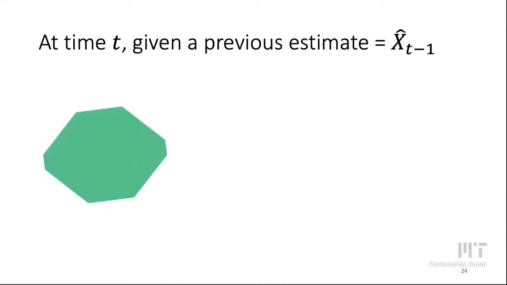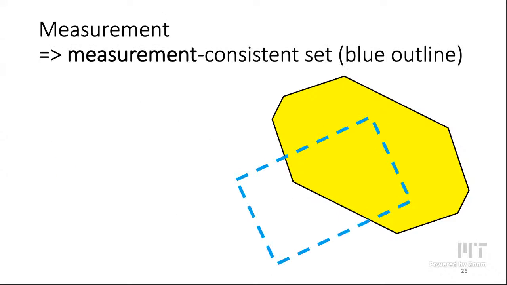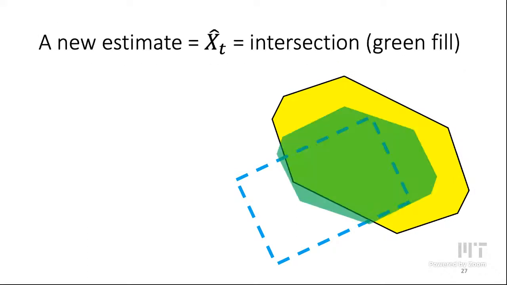At time t, we have a previous estimate represented as a green set. We first propagate the green set through the dynamics learned by Gaussian process into this yellow set, which is the dynamics consistent set. Then, given an observation, we construct a blue set, which is a measurement consistent set. This blue set includes all the states that are consistent with the measurement. Then we do an intersection between the two sets and produce a new green set. The intersection is a new estimate of the system.